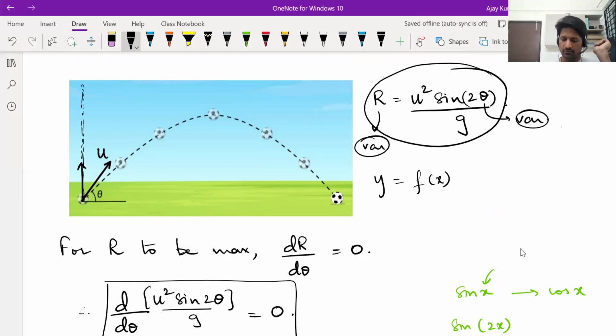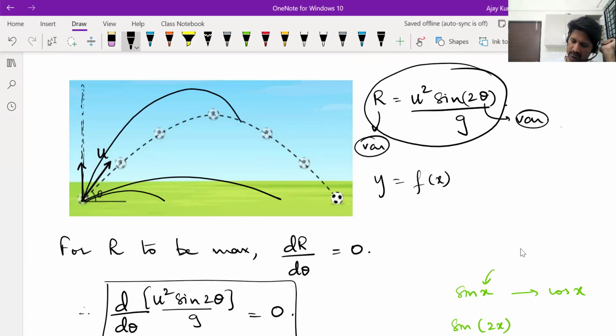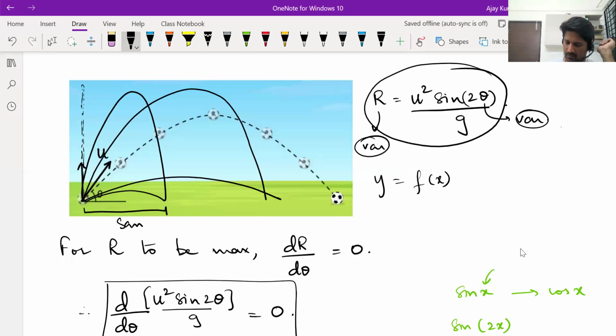So for different angles of projection, the range increases. For 45, you get the maximum range. Then beyond 45, the range decreases. As it decreases, for another angle, you will see that the range is the same. It means the range that you get for one angle less than 45 will be the same as the range that you get for some angle more than 45 also, provided the speed is the same.